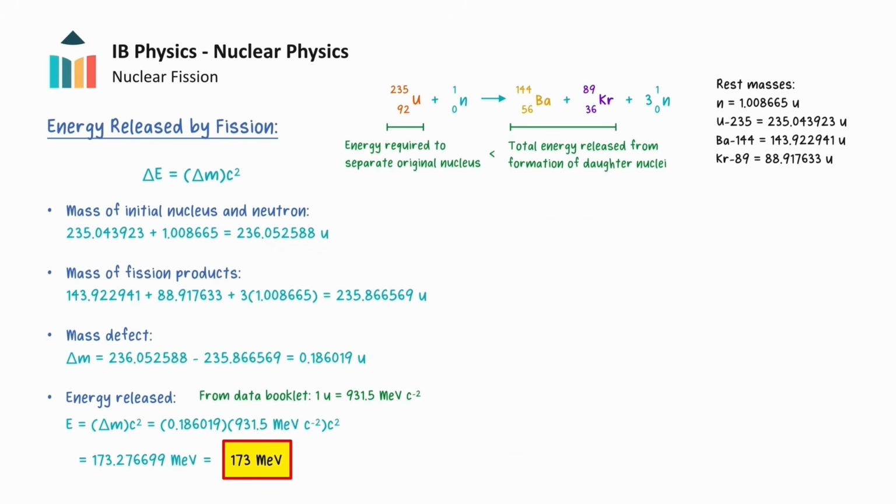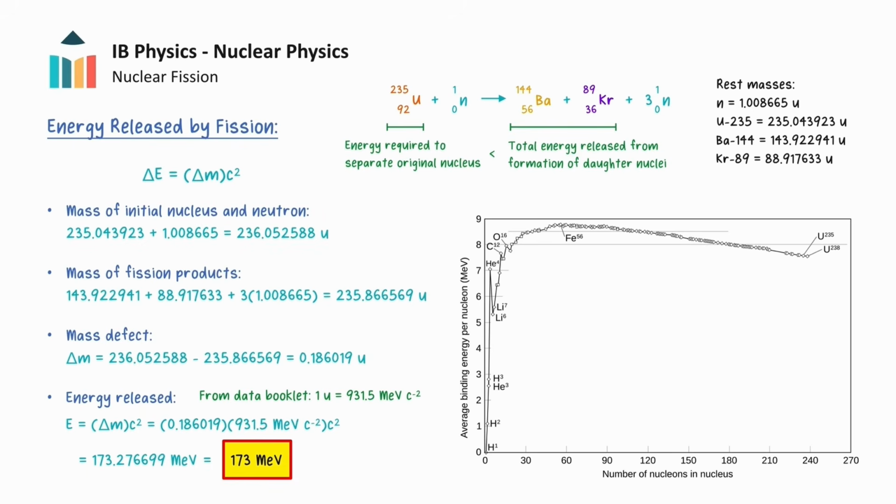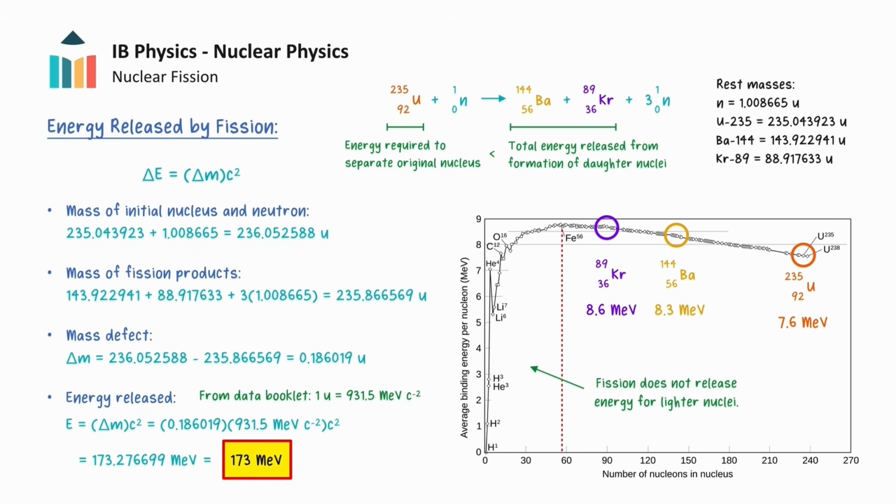This is to be expected, as if we revisit the binding energy per nucleon curve, we see that uranium-235 has a lower binding energy per nucleon compared to both barium-144 and krypton-89, and so fission of uranium-235 results in an overall decrease in mass and a release of energy. We can also note that nuclei located to the left of iron-56 will not release energy by fission, because the heavier parent nuclei will often have a higher binding energy per nucleon compared to the lighter nuclei that would be formed.